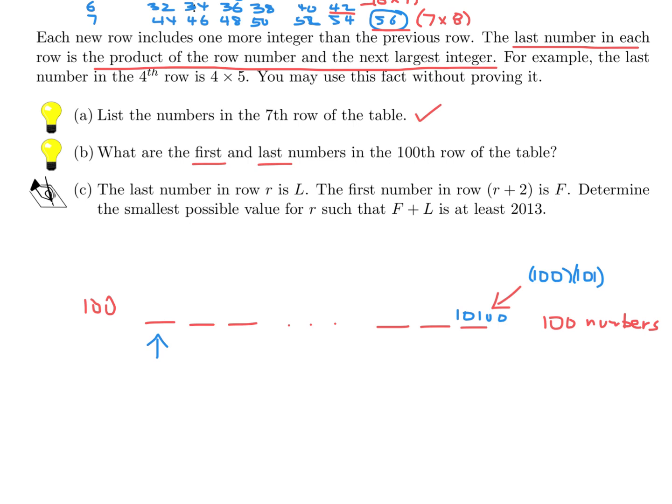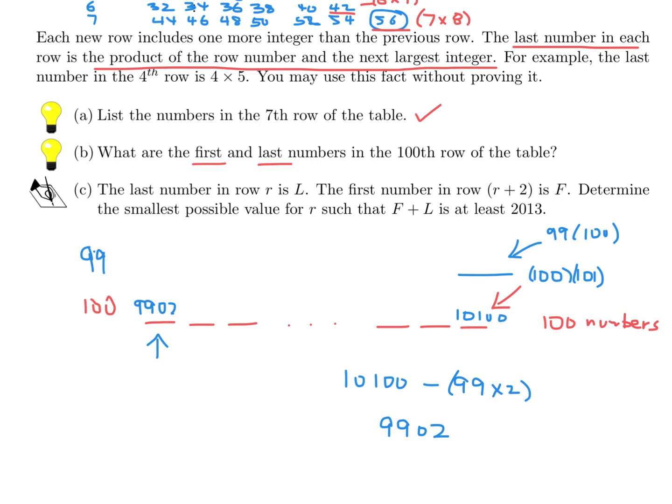Okay. So then all we have to do is understand that these are not consecutive. They're going up by 2s, right? So to get the first one, I've got to take the last one and subtract 99 times 2. Gotta make sure I do it correctly. So it's 9902. That will be the first number there. Or another way of doing it is just looking at the last number of the 99th row, which would be 99 times 100, which is 9,900. And then the next number would be 2 more. And that's why it's 9902. So either way, you should get 9902.